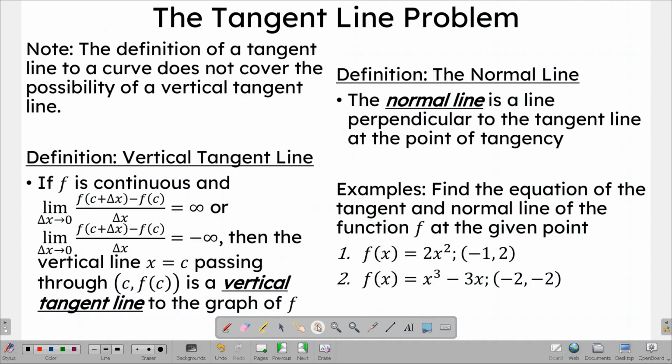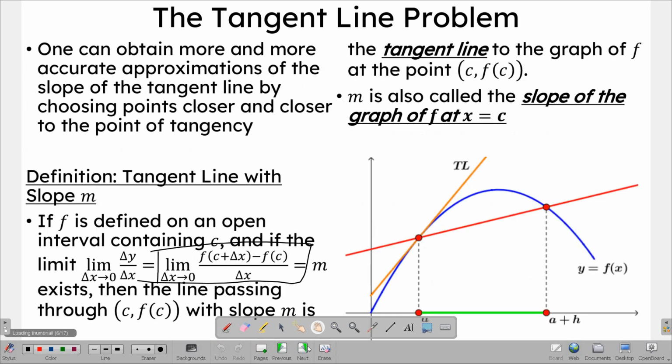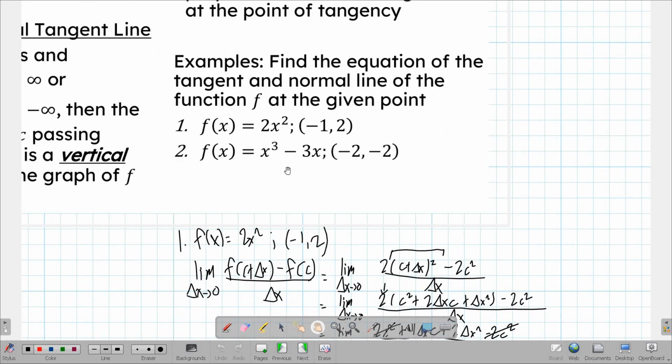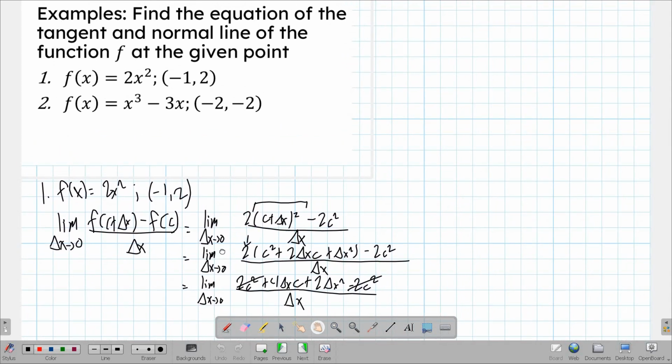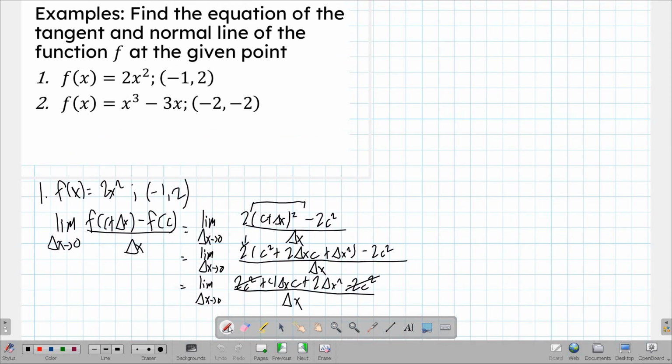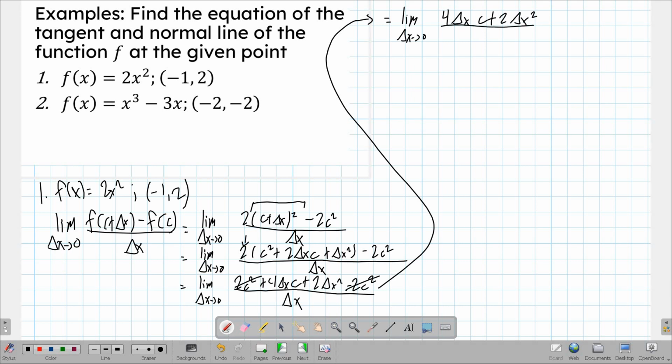And this now gives us, sorry about that. So we now go to here. This becomes now the limit as delta x approaches 0 of 4 delta x c plus 2 delta x squared all over delta x. As we can see, we have a common factor of delta x.